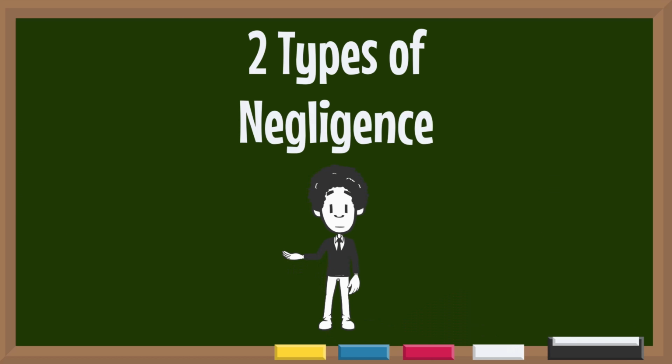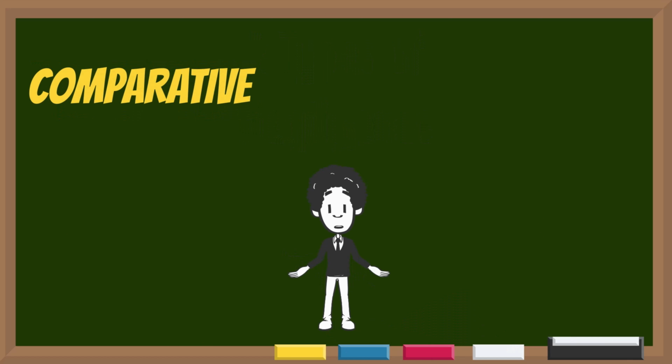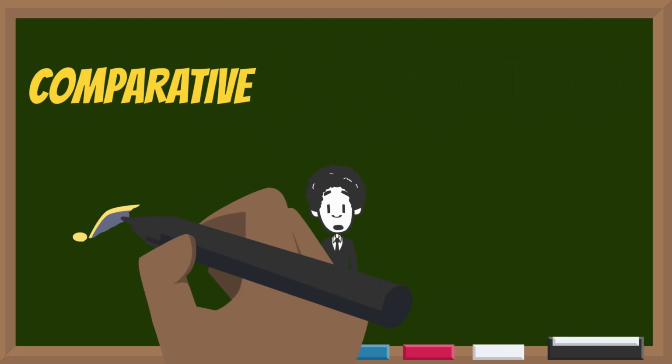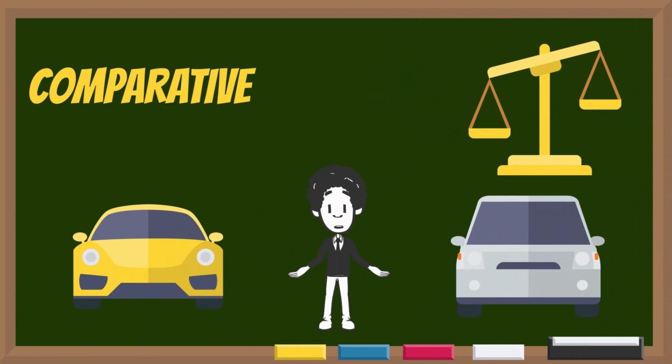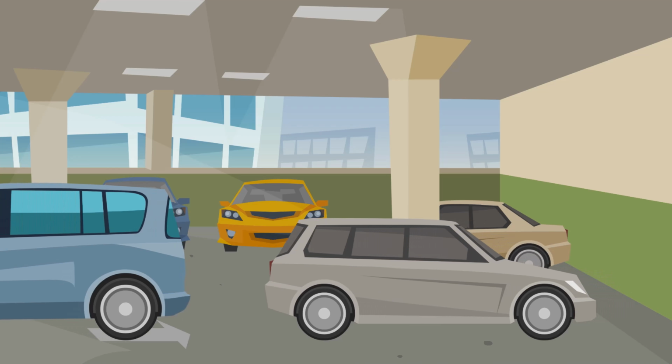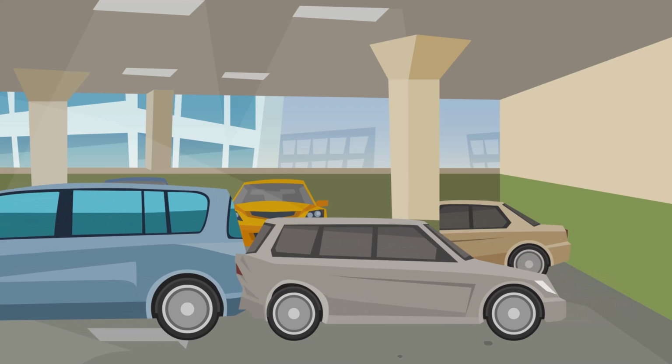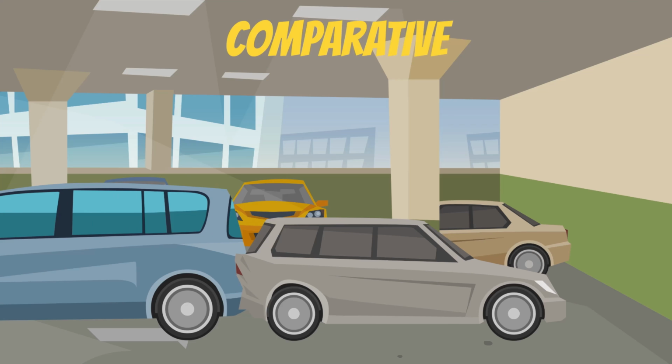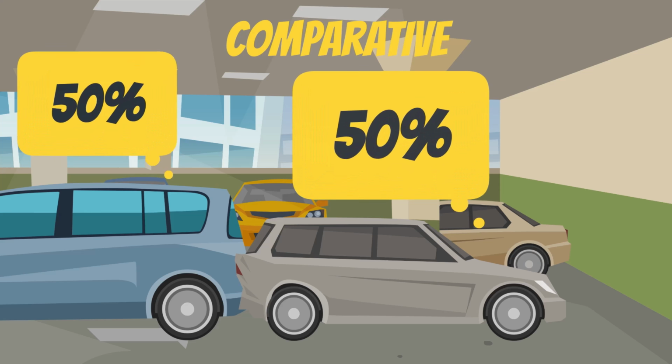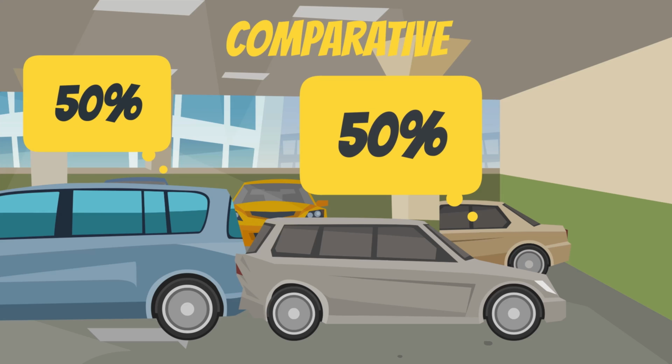Now there are two types of negligence: comparative negligence and contributory negligence. Comparative negligence looks at the drivers involved in an accident and asks the question, did one driver's actions cause the accident more than the other driver's? For example, if two vehicles are backing out of a parking space and they back into each other, and the damage is to the back bumpers of each of the vehicles, under the law of comparative negligence, both drivers would share the responsibility and recover 50% of the damages from the other driver.